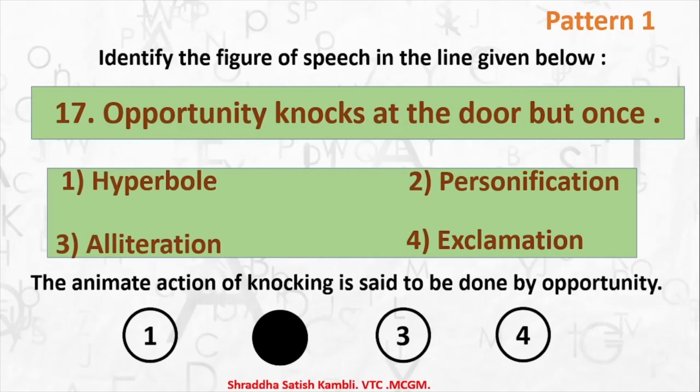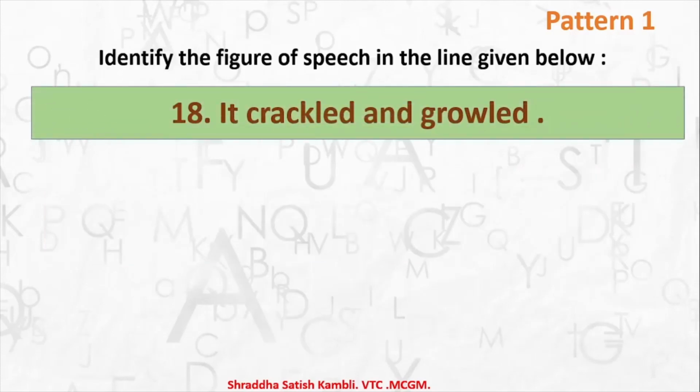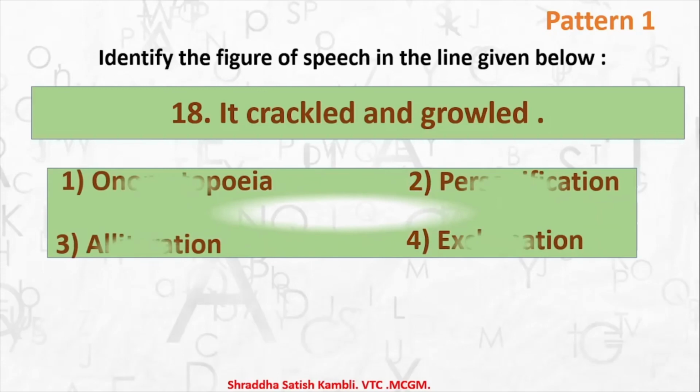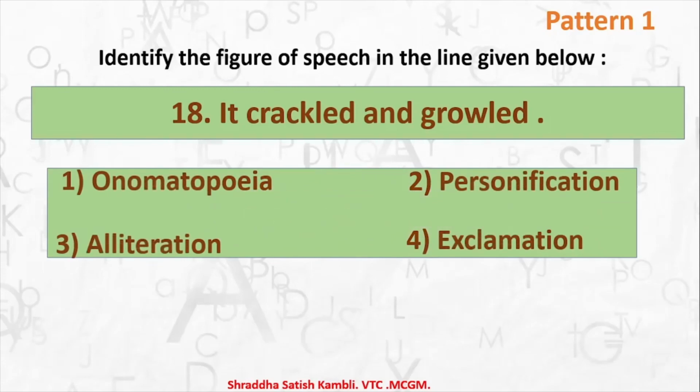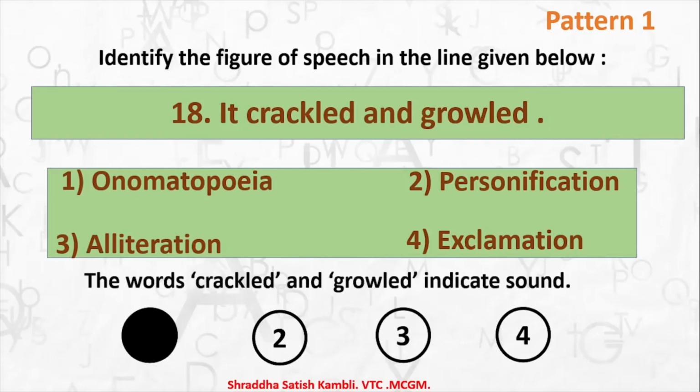And the last and final question for today, question 18. It crackled and growled. So there is something related to, yes, sound. So is it 1 onomatopoeia, 2 personification, alliteration or exclamation? It is 1, onomatopoeia. Why? Because the words crackled and growled indicate sounds.